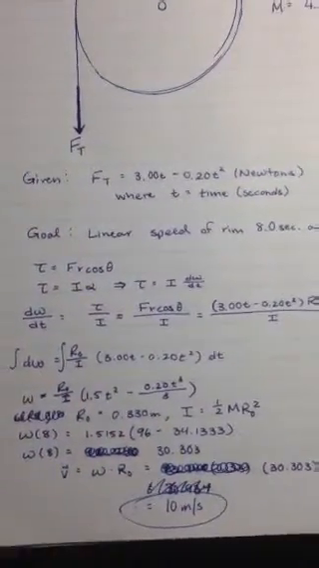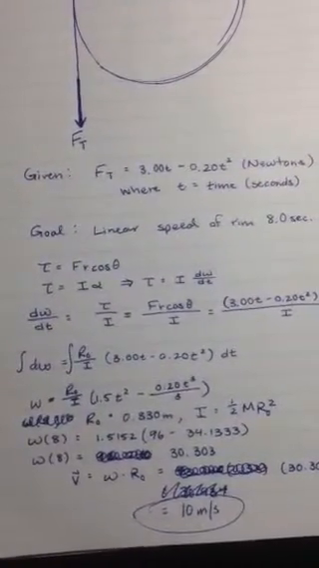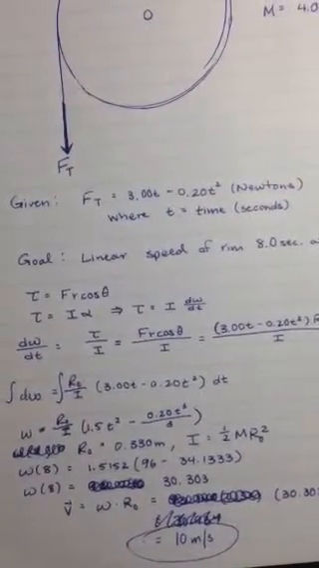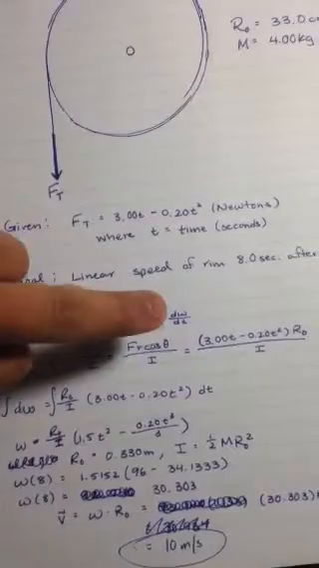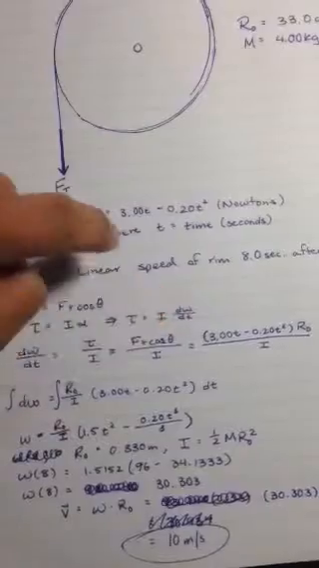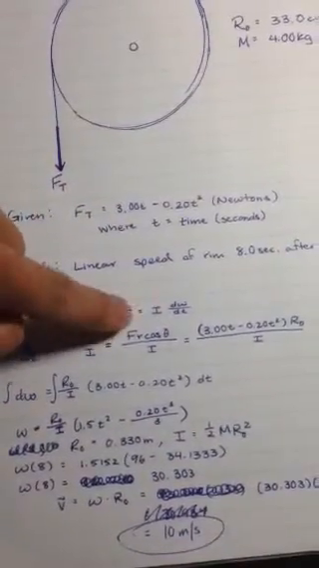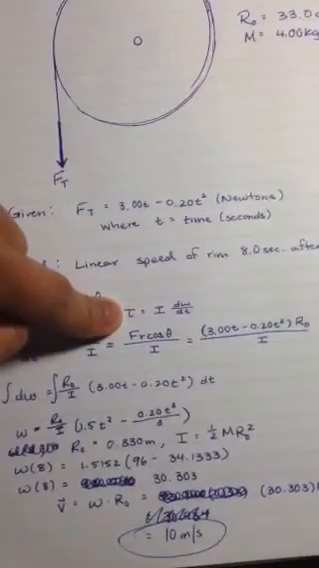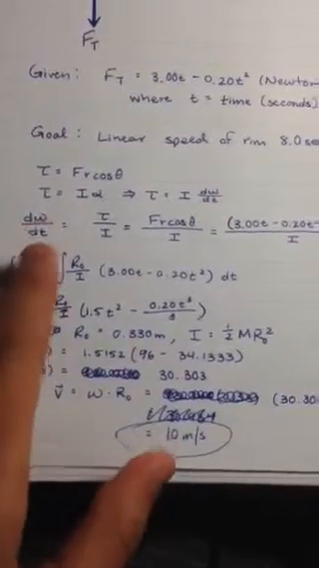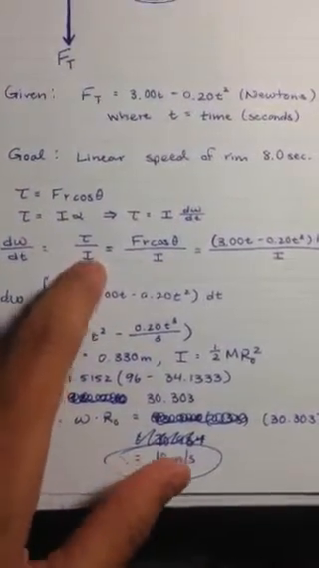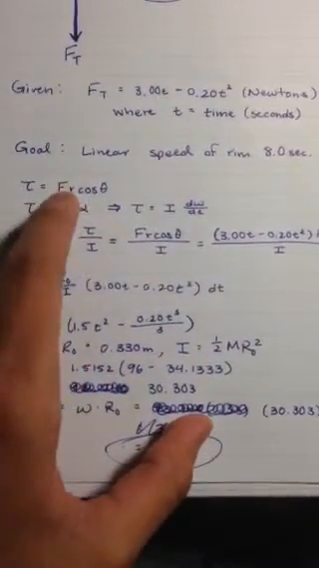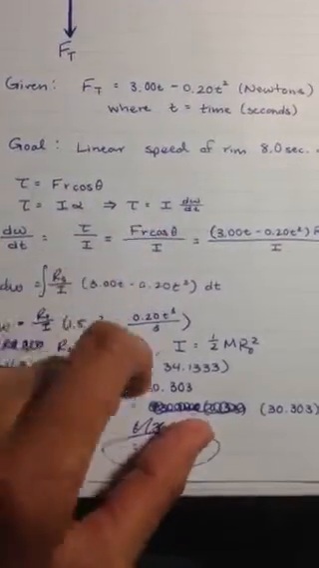So we know torque equals Fr cosine theta, and torque equals I alpha. Alpha is angular acceleration. So we can write angular acceleration as change in angular velocity over change in time. So we can rewrite this equation as torque equals I d omega dt. So we have d omega dt equals torque over I, as we just bring the I to this side by dividing. And we know torque equals Fr cosine theta, so that's here.